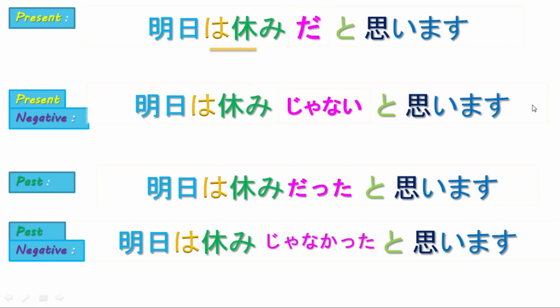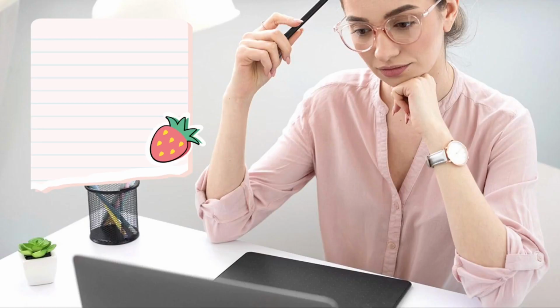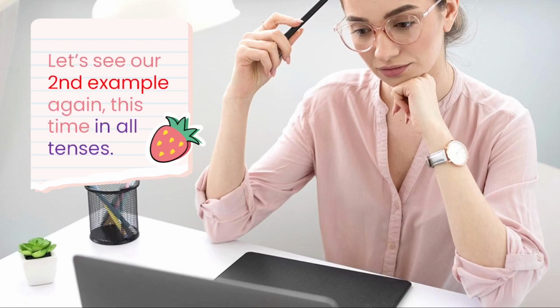So, I think tomorrow is a holiday. I don't think tomorrow is a holiday. I thought tomorrow is a holiday. And I didn't think tomorrow is a holiday. So you converted the same statement using a noun, yasumi, in its 4 tenses. That's worth clapping for, minasan. Great. よくできました.